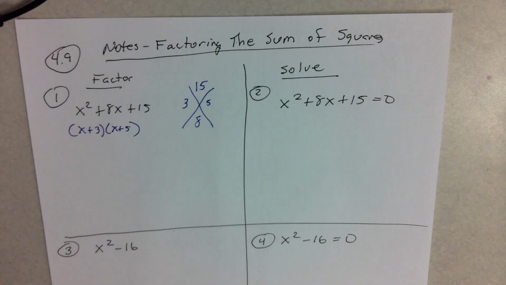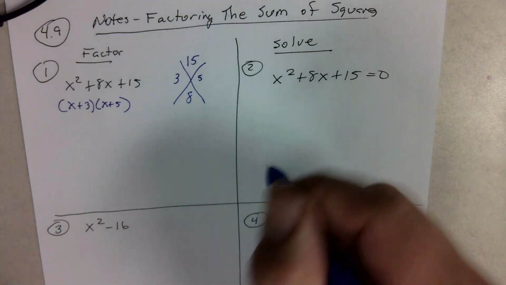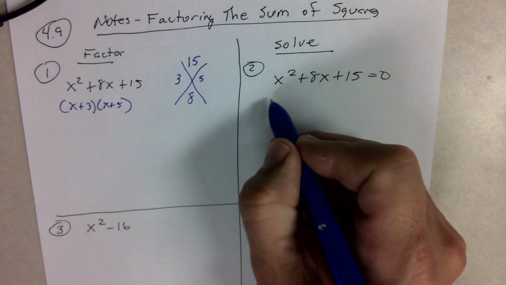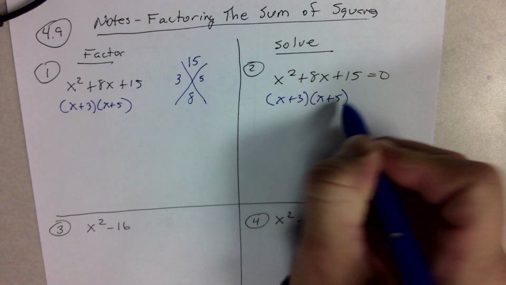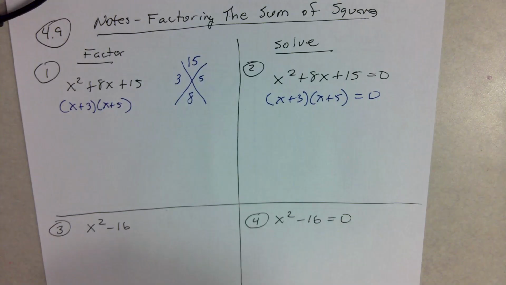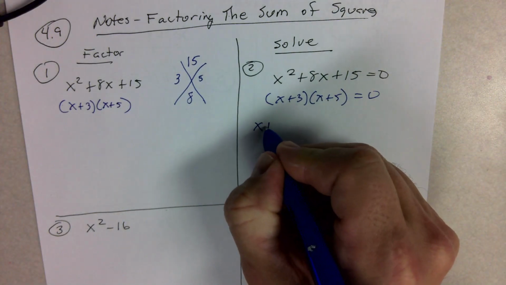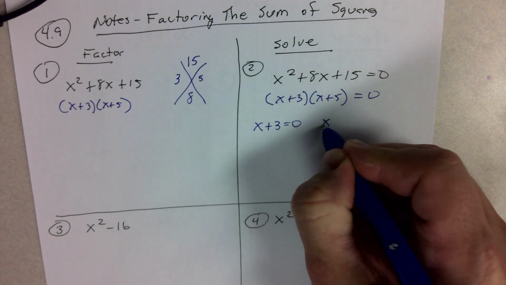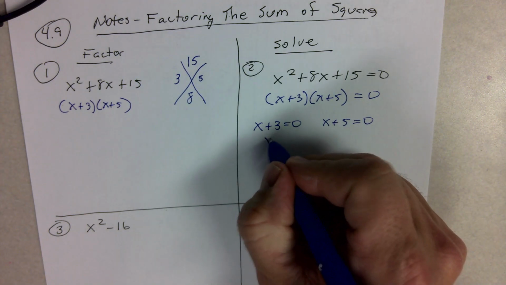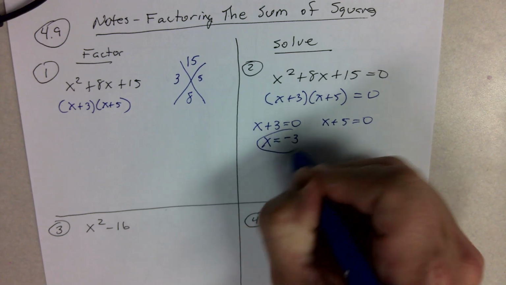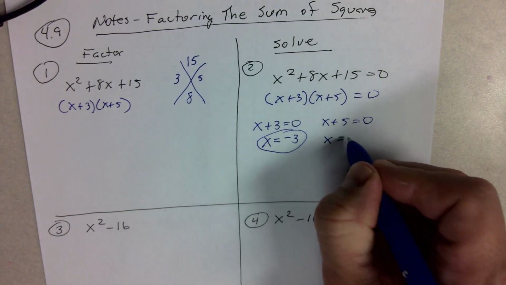If it says solve, okay, you've got to be on your game. We do the same work here. x plus 3, x plus 5. It is equal to 0, so we'll set those factors equal to 0, and we'll solve. We get x equals negative 3, and x is equal to negative 5.